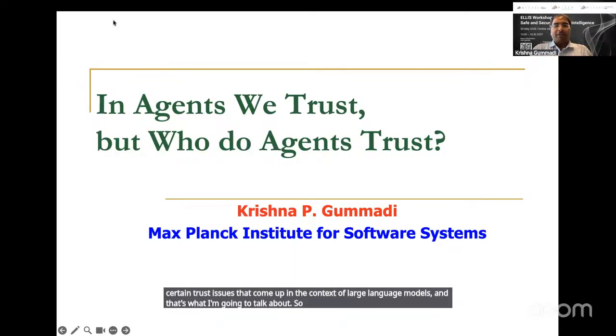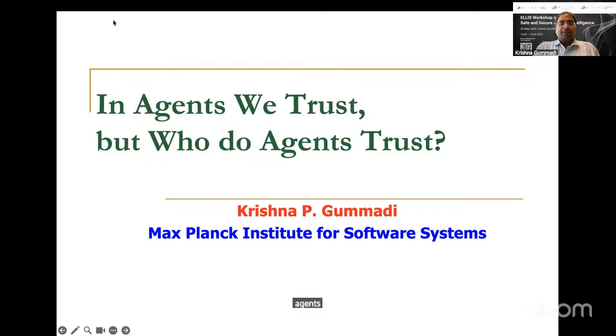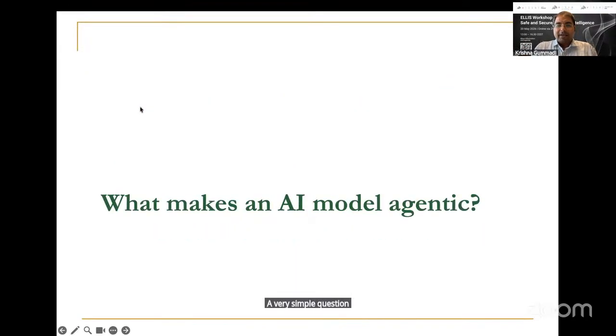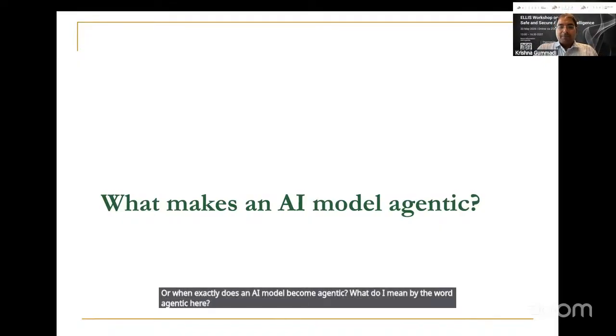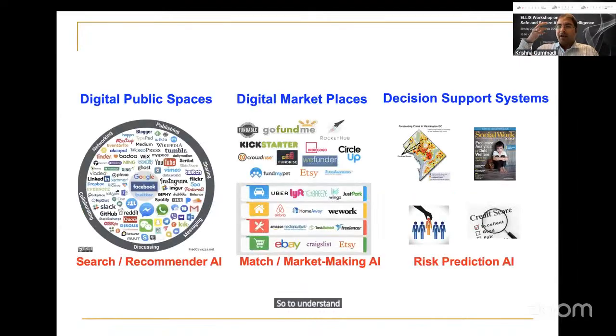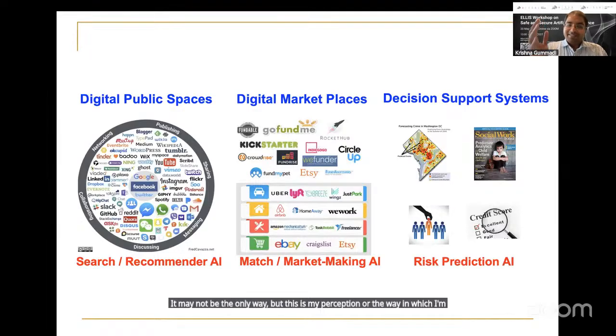The title of my talk is "In Agents We Trust, but Who Do Agents Trust?" This title immediately poses a very simple question: what exactly, or when exactly, does an AI model become agentic? What do I mean by the word agentic here? To understand this, here is my way of thinking about AI agents. It may not be the only way, but this is my perception, or the way in which I'm dealing with it in this talk.